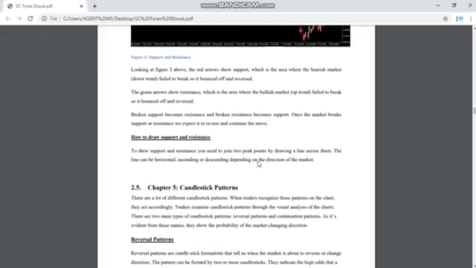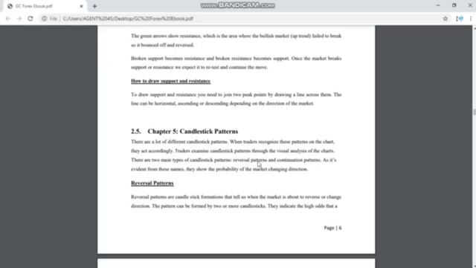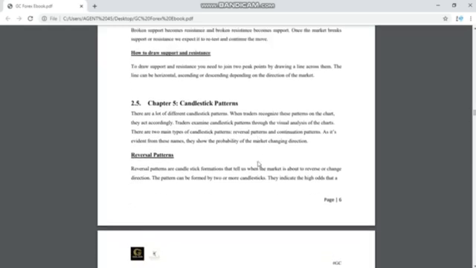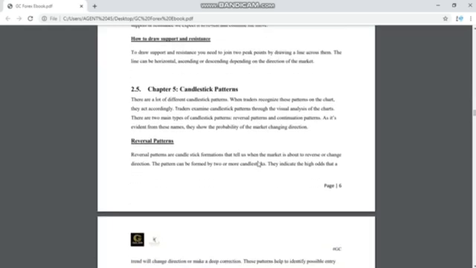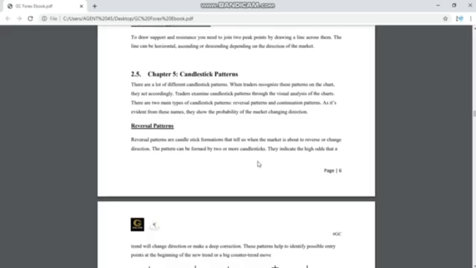Okay, so candlestick patterns, I'm going to show you other candlestick patterns. There are a lot of different candlestick patterns. When traders recognize these patterns on the chart, they act accordingly. Traders examine candlestick patterns through the visual analysis of the charts. There are two main types of candlestick patterns: reversal patterns and continuation patterns. As is evident from these names, they show the probability of the market changing direction.